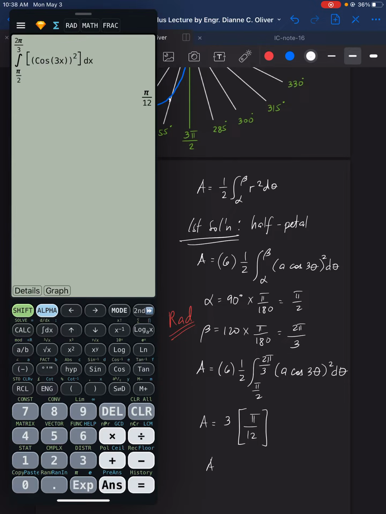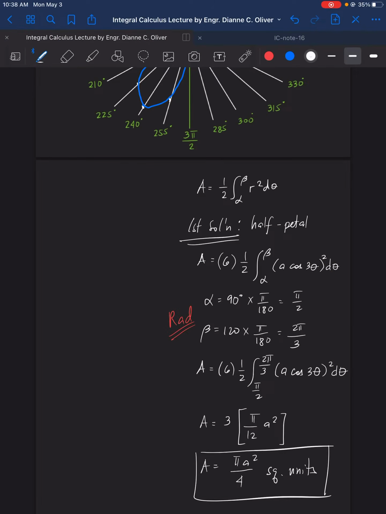Therefore, area now is equal to, forgot, there should be a squared here. See? I almost forgot the a squared. So area now is equal to pi a squared over 4 square units. You can have it in decimal, still okay, but I just wanted it in pi. So that's the first solution. Let's go to the second solution.